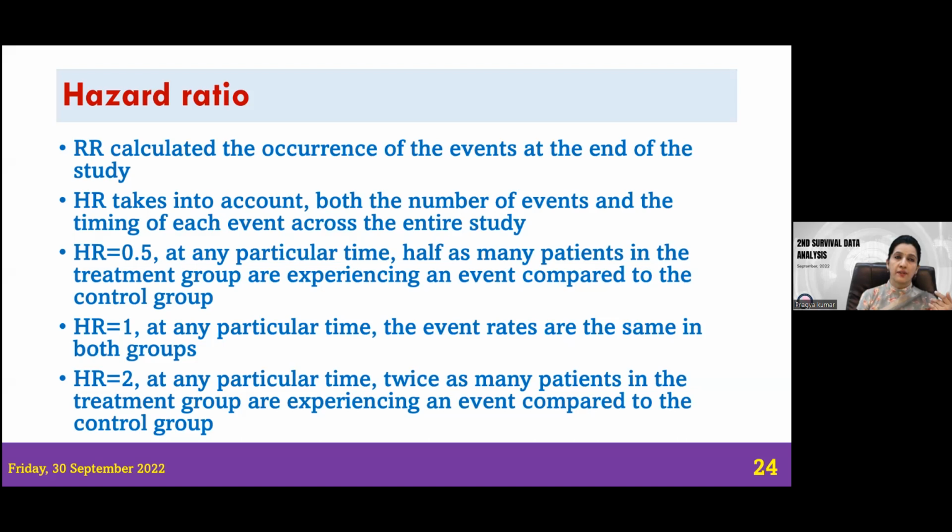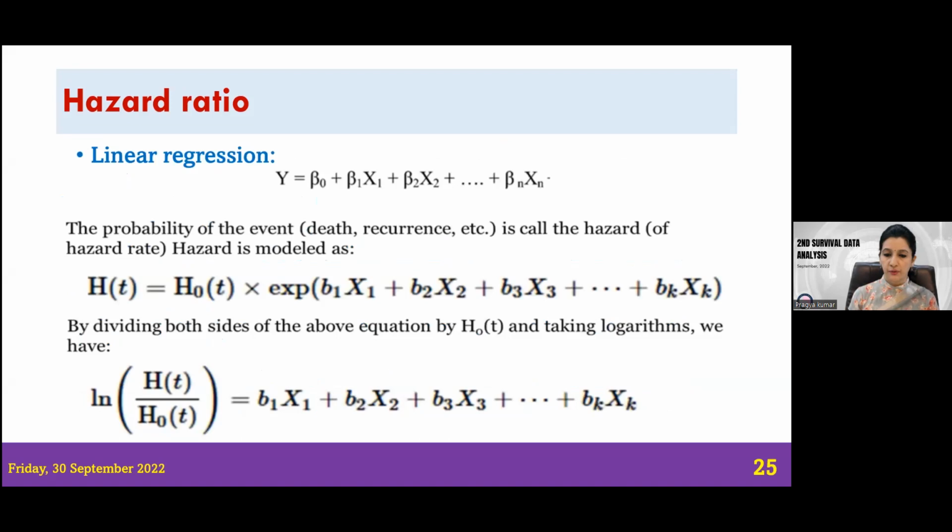So this relative risk or odds ratio we calculate at the end of the study. But hazard rate, like we have discussed, takes both the number of events and the time of each event across the entire study period. So it is the same, whether it is less than 1, more than 1, or 1. If it is 0.5, then at any particular time, half as many patients in the treatment group are experiencing an event compared to the control group. If the HR is 1, then at any particular time, event rates are the same in both groups. And if it is 2, at any particular time, twice as many patients in the treatment arm are experiencing an event as compared to the control group.